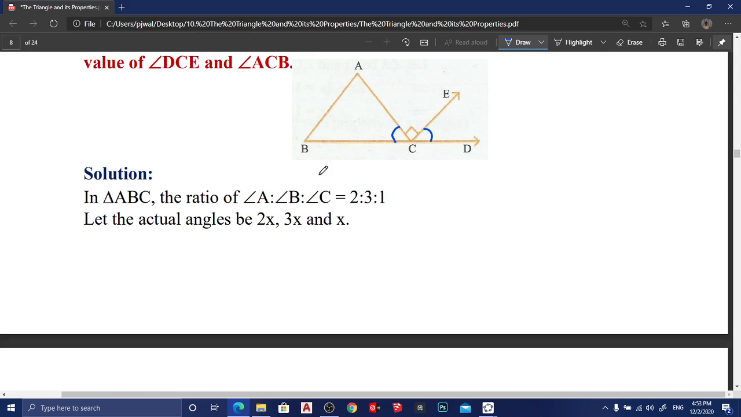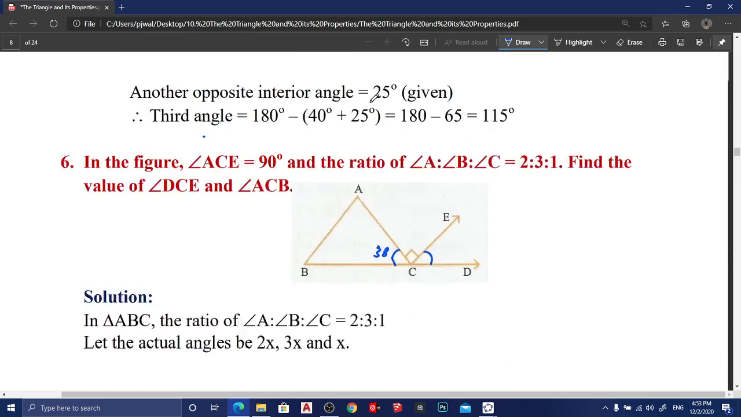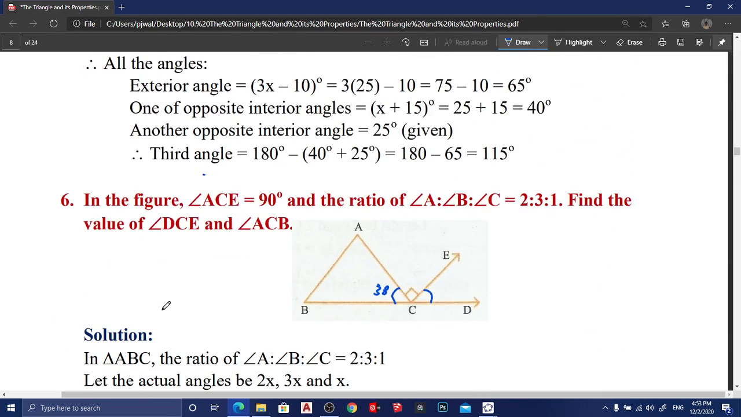C is 30 degrees here, which is angle ACB. Okay, this you already know here. Angle A is how much here? 60, and B is 90 here. Okay, this is 60 and this is 90. So now you have to find out this one. This is already 90 degrees. So how to find out this angle? How to find out this angle?